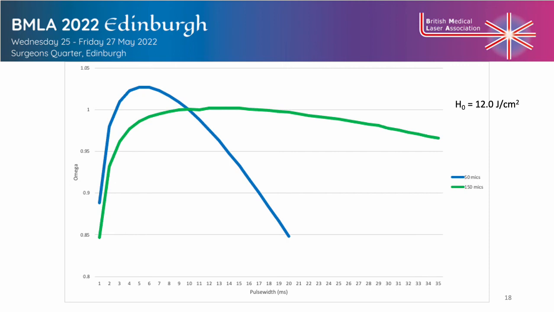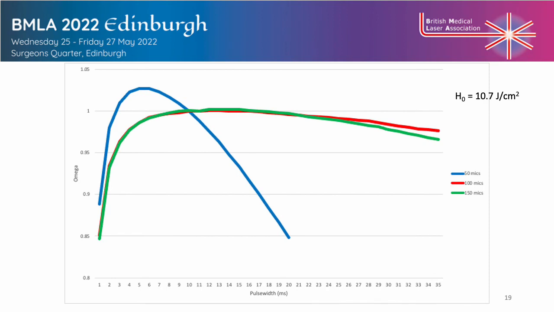And then just to add into the mix, I've stuck in a 100 micron diameter hair in red, and you can see it's very similar to the 150 micron. So they're both much flatter than the very small diameter. That tells us that the larger hair diameters are actually a bit less sensitive to the pulse widths compared to the small finer hairs, and it does suggest that for fine hairs we should probably be using shorter pulses at the required fluences.